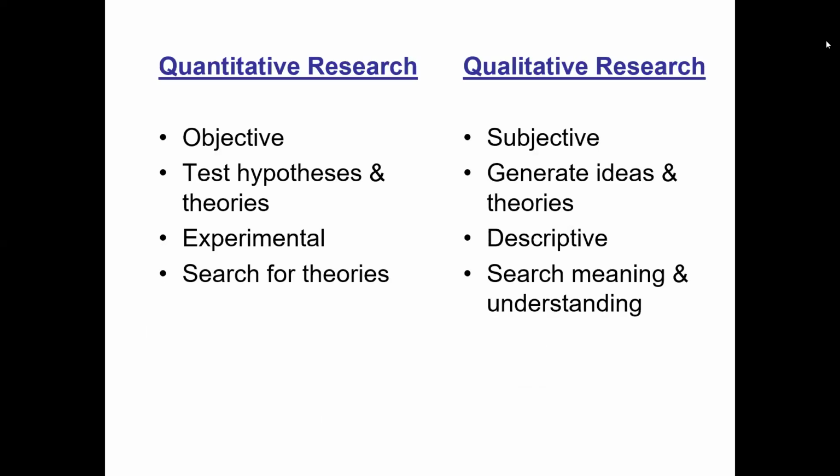So, quantitative versus qualitative. In qualitative research, we usually give importance to subjectivity, generating ideas, theories, and description. You are searching for meaning and understanding. So these are very important while you are doing qualitative research. For example, qualitative research is a science because it follows a systematic approach, right? It is both science and art.